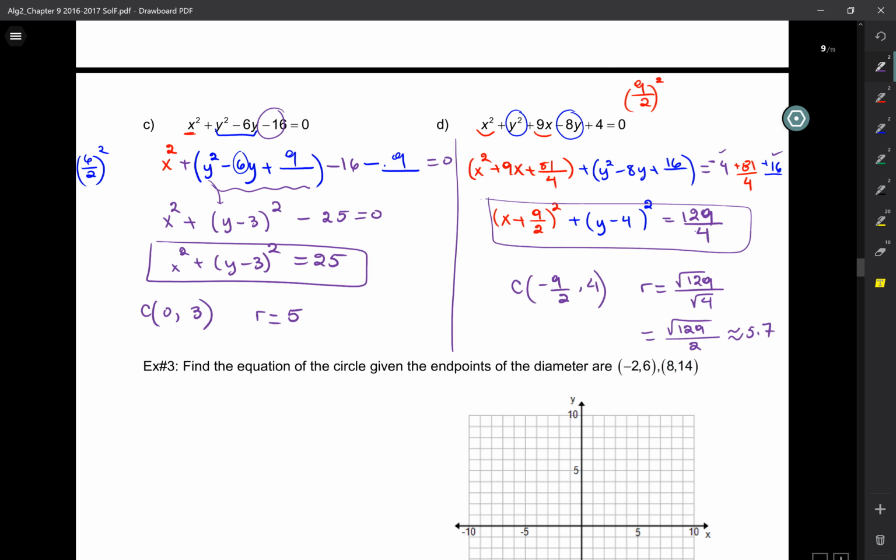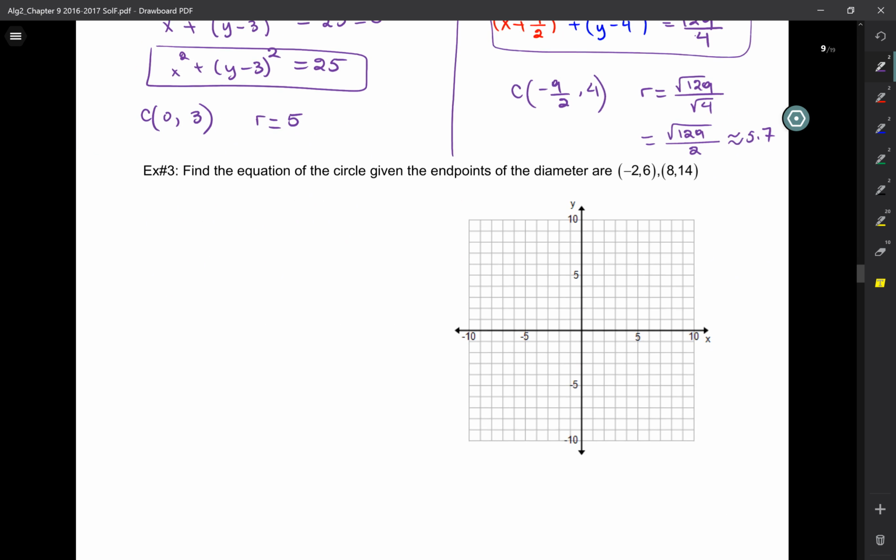Wait, okay. Did you just simplify a radical with your calculator? No. So I tried 129 divided by 3. That gives you 43, which doesn't simplify anymore. Oh, okay. Last but not least, find the equation of the circle given the end points of the diameter.